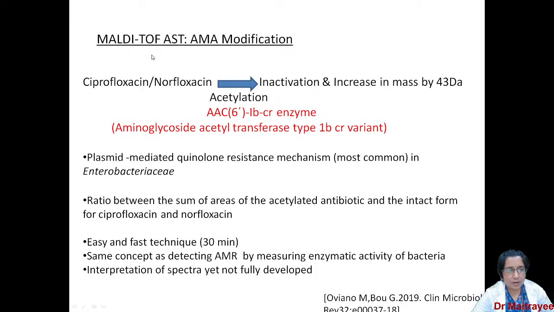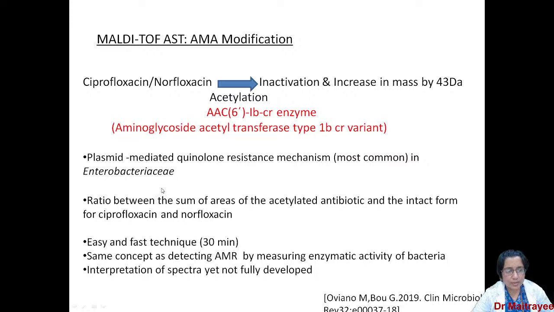In MALDI-TOF antibiotic susceptibility testing, another very important part is the AAC modification. Ciprofloxacin or norfloxacin can be acetylated, and this causes inactivation and an increase in its mass by 43 Dalton. The acetylation is done by a particular enzyme called aminoglycoside acetyltransferase type 1b-cr variant. This is a plasmid-mediated quinolone resistance mechanism, which is most common in Enterobacteriaceae.